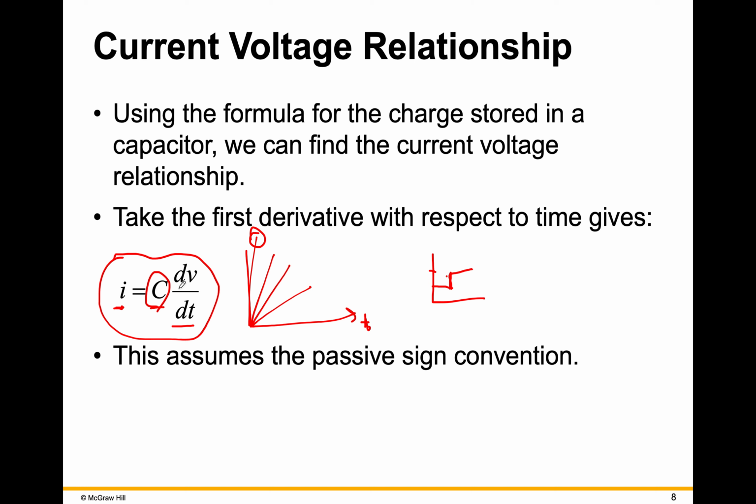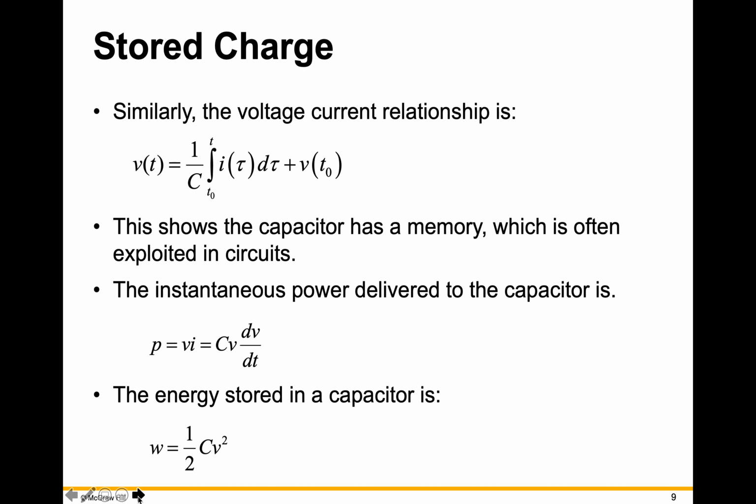So the voltage cannot change instantaneously across a capacitor, and a capacitor looks like an open circuit under DC conditions. Those are two separate but equally important things to remember about capacitors.